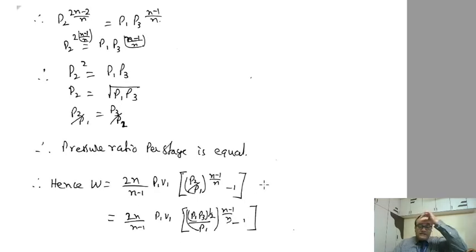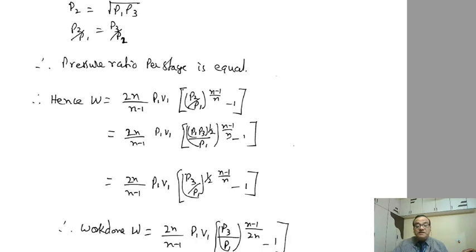Considering this, once again we'll substitute this equation into the work done. The work done for two-stage compression is 2n/(n-1) P1 V1 [(P2/P1)^((n-1)/n) - 1]. But we know P2 is (P1 P3)^(1/2), so in turn I have made it like this: (P3/P1)^((n-1)/2n).